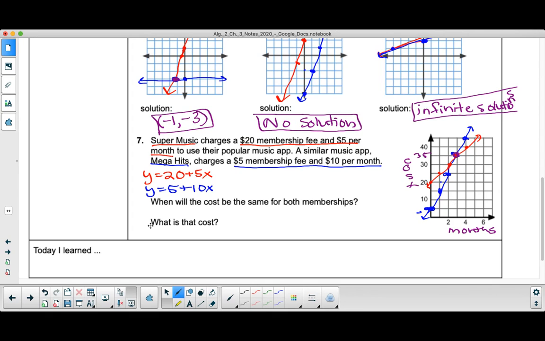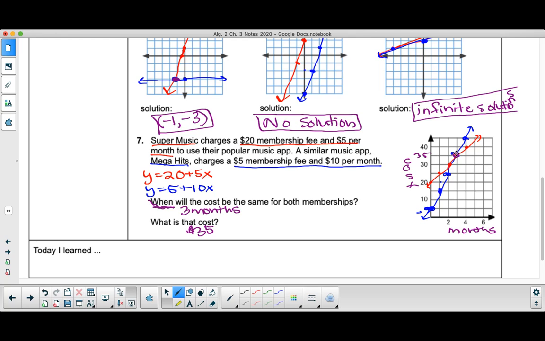$35. So now we have to look at what our question is asking. When will the cost be the same for both memberships? So when is our key word here. So we're looking at our number of months, so we're looking at our x. Well, that's happening at 3 months, according to our graph. And what is that cost? So now we're looking at the y-axis. The y value of that point was 35, and that's dollars. So at 3 months, it costs $35, and that's where they are the same.